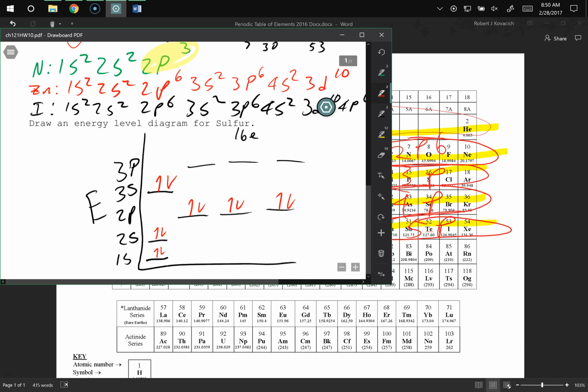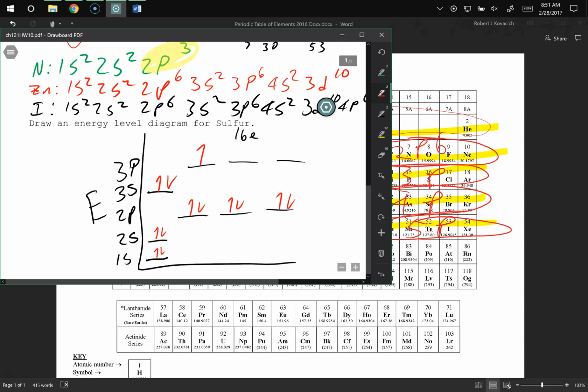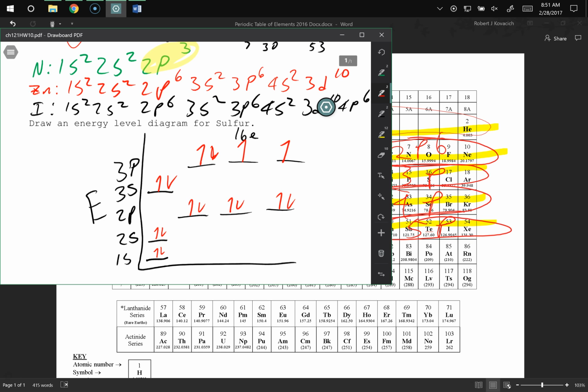How many have I used so far? 12? Okay, so I have 4 more electrons. And this next sublevel, 3p, can hold 6, so I'm not going to completely fill it. So I'm going to put 1 electron, 1 electron, 1 electron. I've got 1 left, so I double up 1. That's it. There's your energy level diagram for sulfur. It's just a visual representation with a little more information than the electron configurations give you.